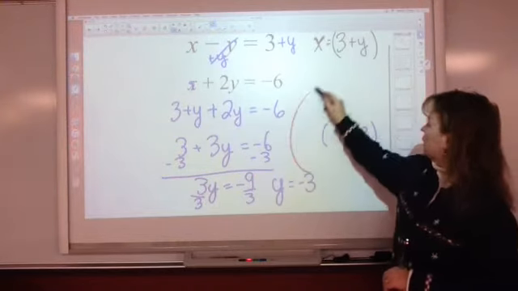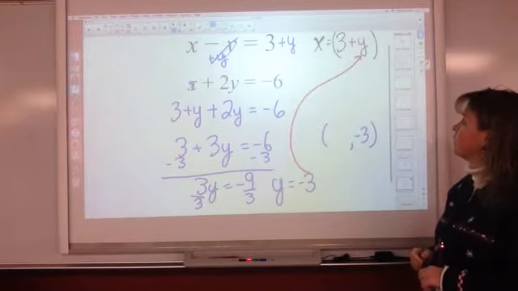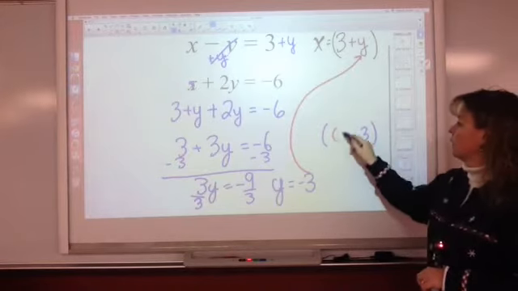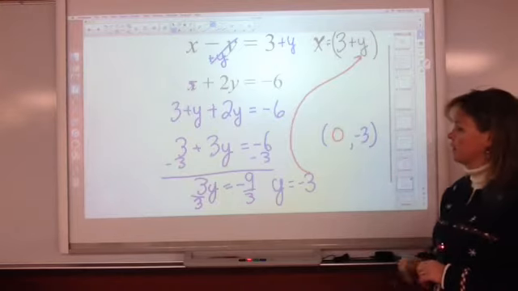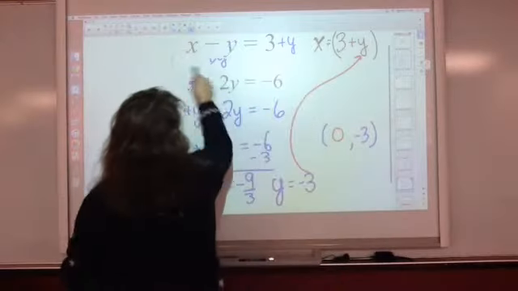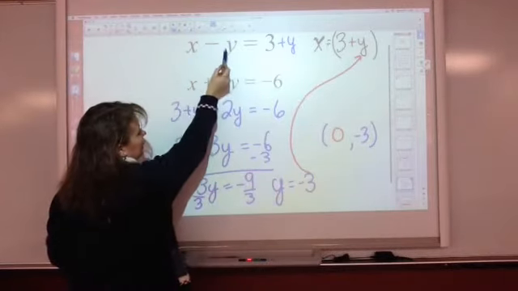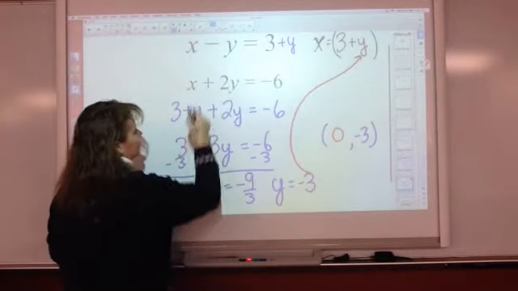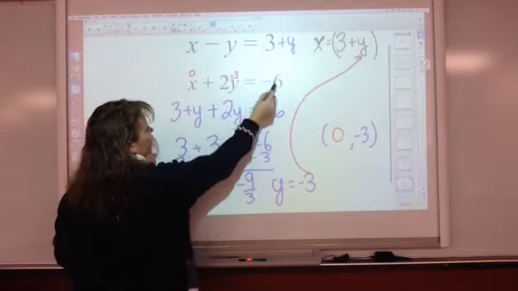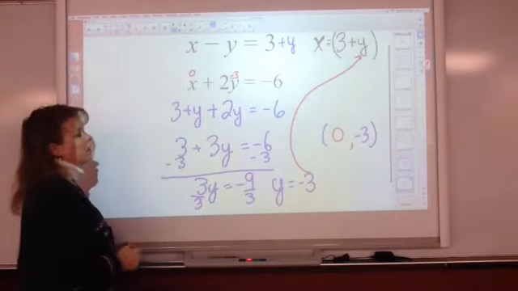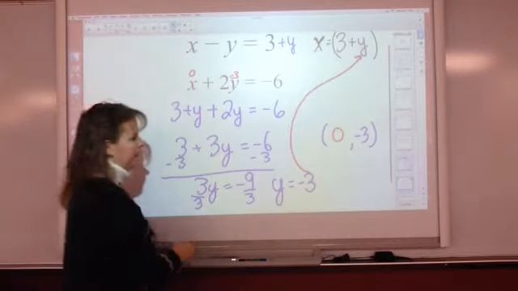Step 3, plug it in. What is negative 3 plus 3? 3 plus negative 3. It's 0. But that's okay. 0 is a number. Don't panic when you get 0. If you need to, you can check your answer by plugging them in up here. What is 0 minus negative 3? Oh, it's 3. What is 0 plus 2 times negative 3? Oh, it's negative 6. If you plug them in to either one or both, you can check and make sure that you did it right.